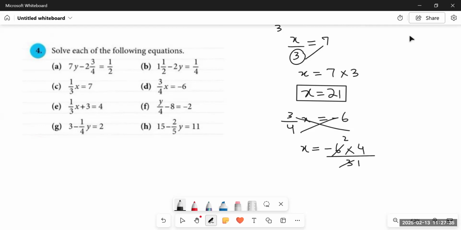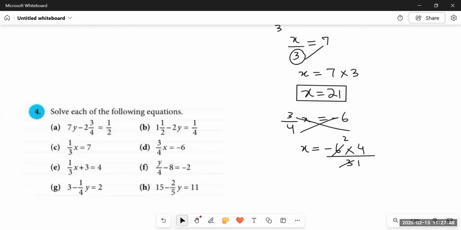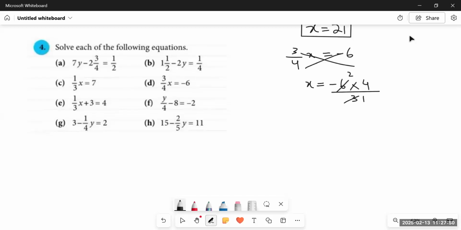Or you can multiply 6 with 4 first. You will get minus 24. Then you can simplify it with 3. So again, you are going to get the same answer. If you multiply first and then simplify, or simplify first and then multiply, both will give you the same answer. So don't worry. So it would be x is equal to minus 2 multiplied by 4, which is x is equal to minus 8. And this would be the final answer.